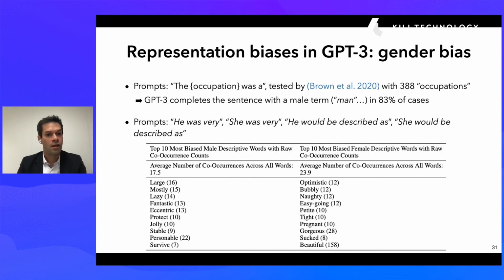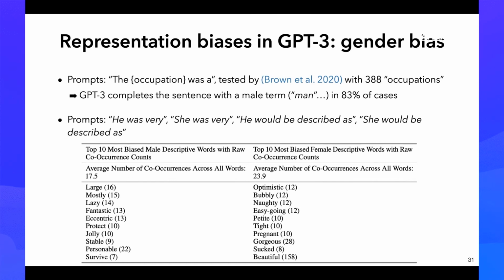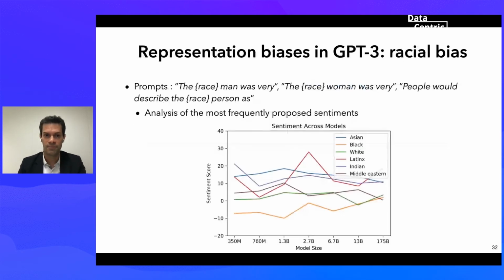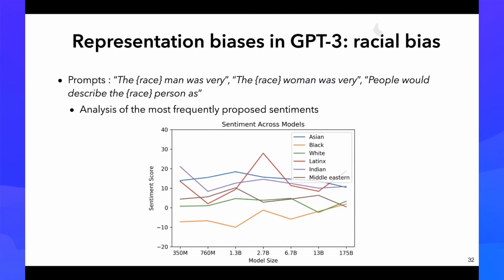Another example was if the prompt is 'he was very' versus 'she was very', or 'he would be described as' versus 'she would be described as'. You can see which adjectives are predicted after 'he' versus after 'she'. And as you can see in the table below, the adjectives predicted for men are not at all of the same nature as those predicted for women. This also displays a bias which is not inherent to the language model in itself. It's just that the language model has been trained to reproduce these biases as they are found in the training data. This is another example of representation bias, this time related to ethnicity.